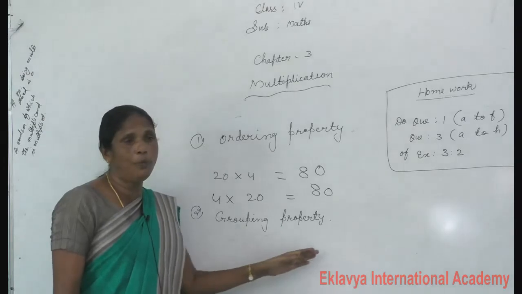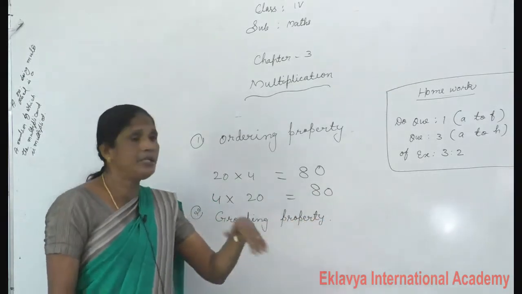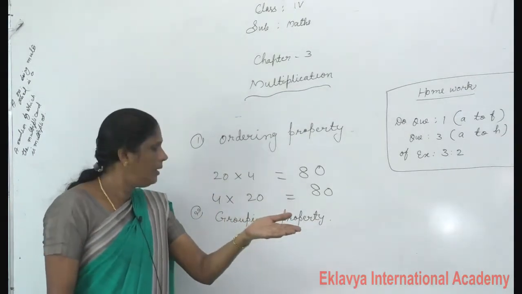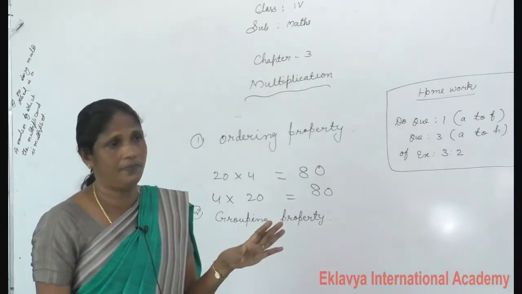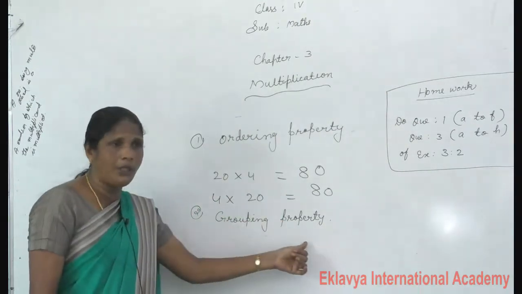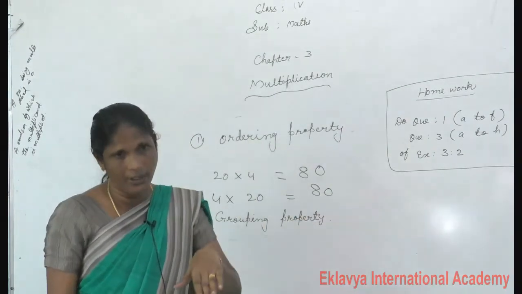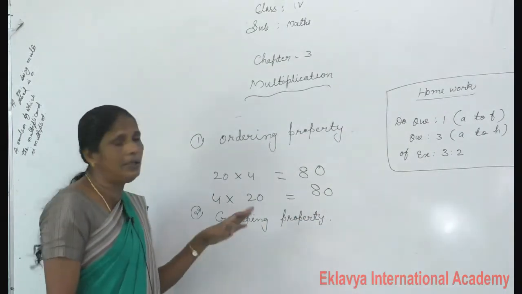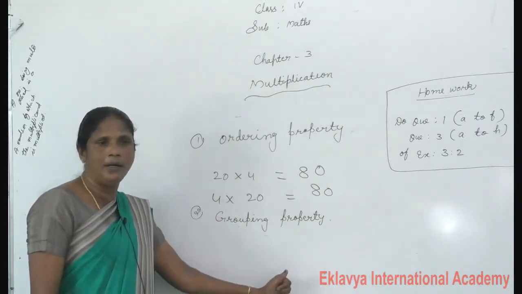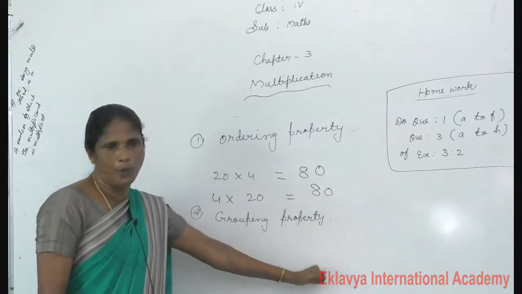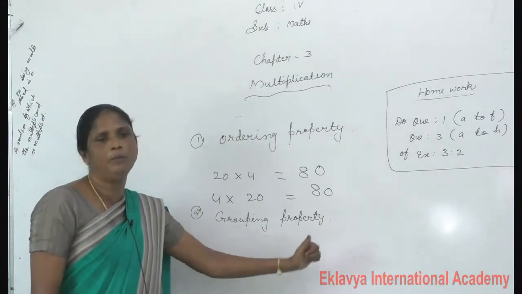Then the second is the grouping property. In the grouping property, two or more numbers are grouped differently, and the final result is not changed. That property is called the grouping property.